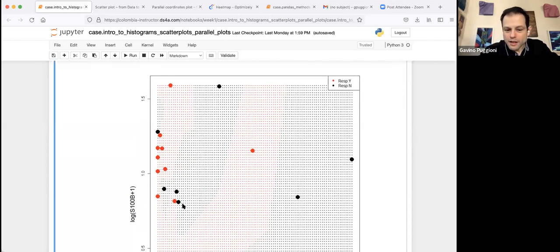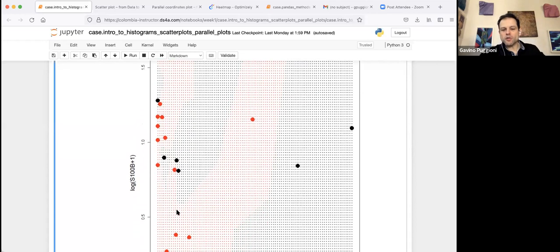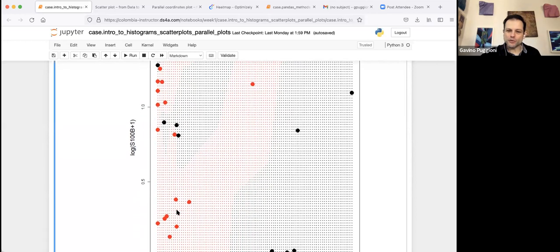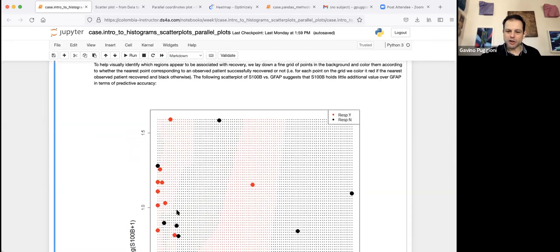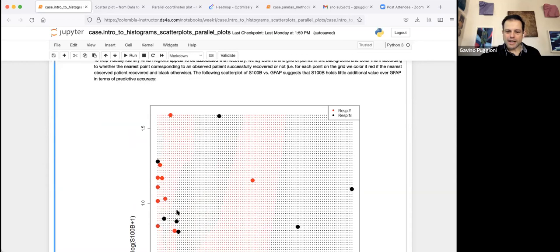here you have two dots that are of different colors, and you can see it very well. The closer neighbors to the black dot are also going to be black. The closer neighbors to the red one are going to be red. So we want to see, what is the recovery area? For which combination of values are we observing a high chance of recovery?